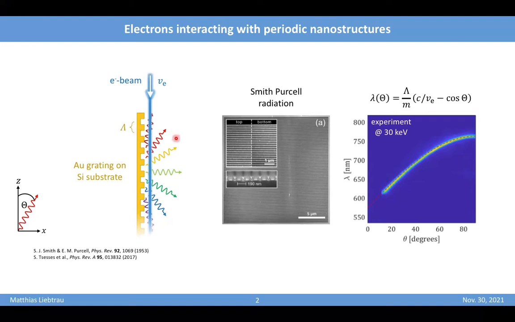Now, we studied this experimentally in a scanning electron microscope at AMOLF at an electron energy of 30 keV. That's roughly 1/3 of the speed of light, the electron velocity. And we were having these electrons graze this grating structure. And we measured now the emission spectrum of the radiation as a function of the emission angle. And you see this nice curved dispersion relation is typical for the Smith-Purcell effect, which represents exactly what I just described. We have a unique emission angle per emission wavelength.